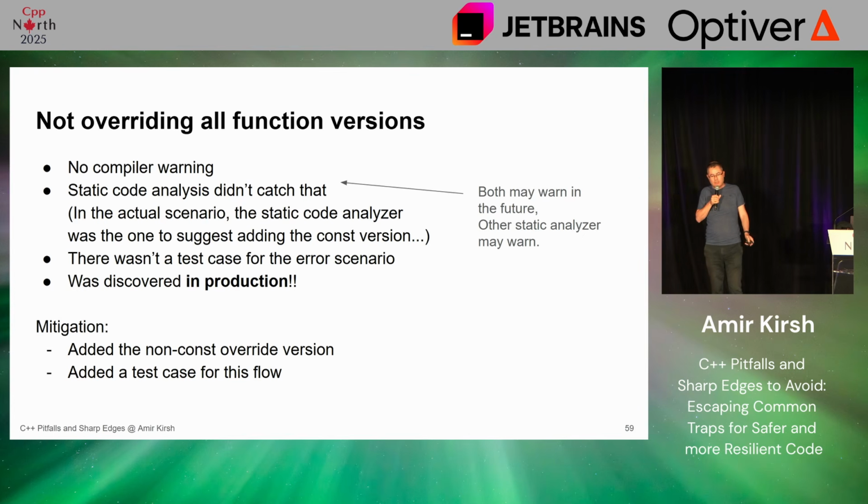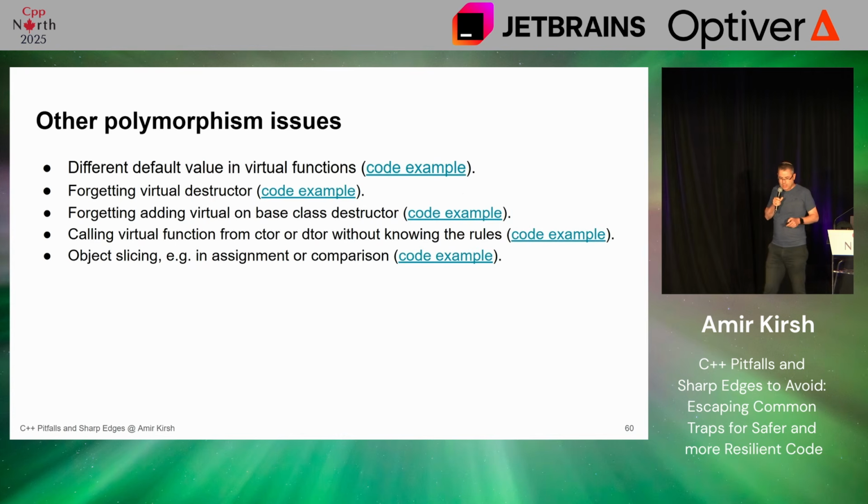There wasn't a test case for this error and it was discovered in production. I mean, not this exact foo. They didn't have a foo function there. It was a very similar scenario. And they just added the non-const override version to handle that. Other polymorphic issues. I'm not sure that I will go through the code examples, but they are in the slides.